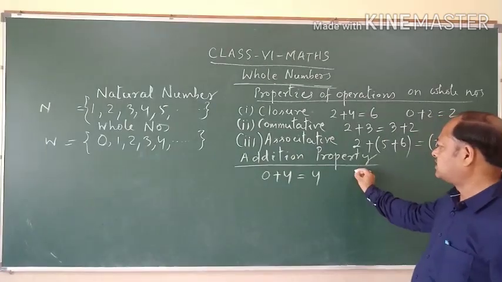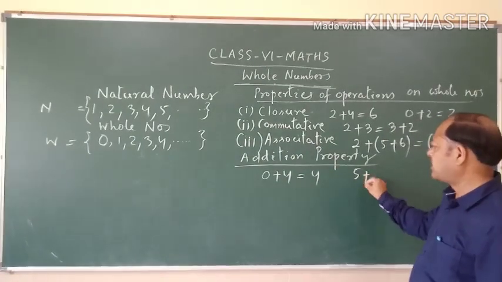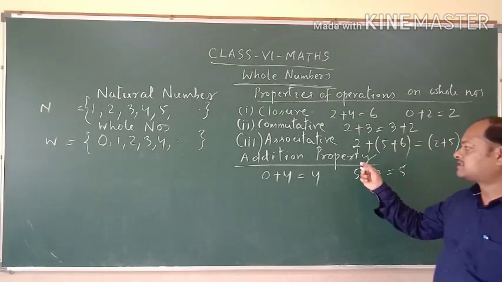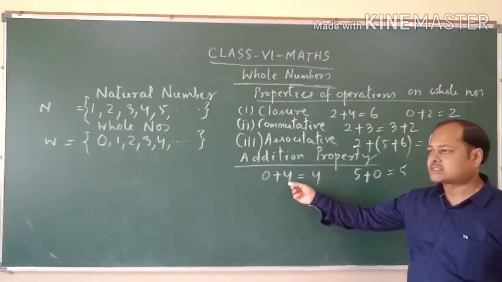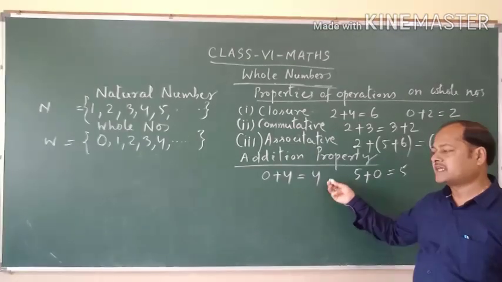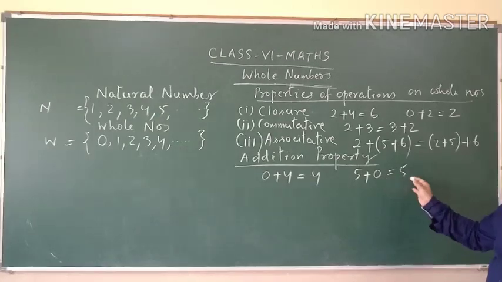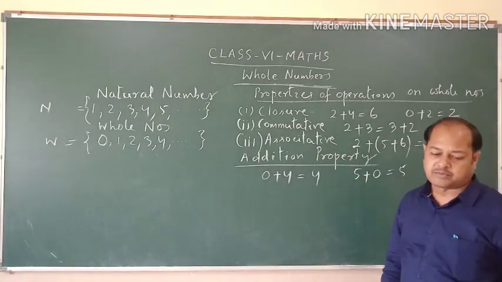Okay. So another example we will take here: 5 plus 0 equal to 5. That means when the addition property is applied in case of 0, the result will be the same number. So 0 plus 4 equal to 4. We see that here 5 plus 0 equal to 5. This is called addition property. Okay.